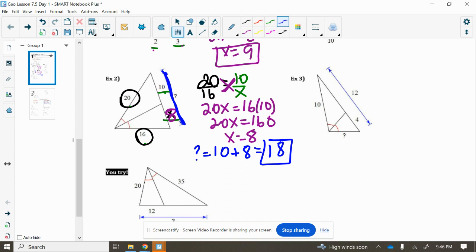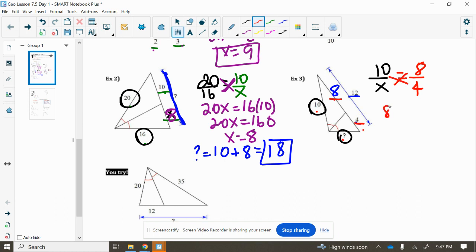In example 3, they actually gave us the full side length here is 12. We know this little baby piece is 4, which if we take 12 minus 4, this missing piece is 8. Now this allows us to set it up so that we could take side to side. So 10 over that missing length is going to equal 8 over 4. Again, top to bottom, top to bottom.